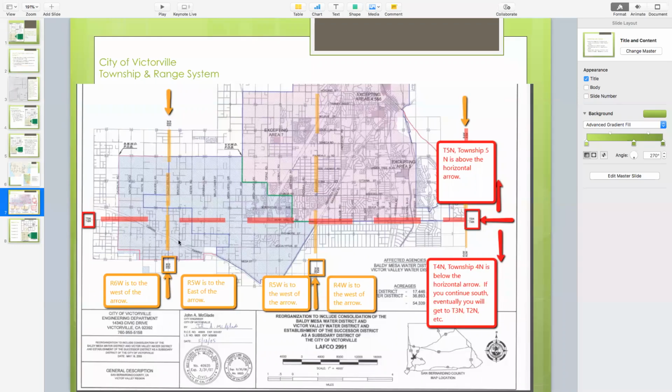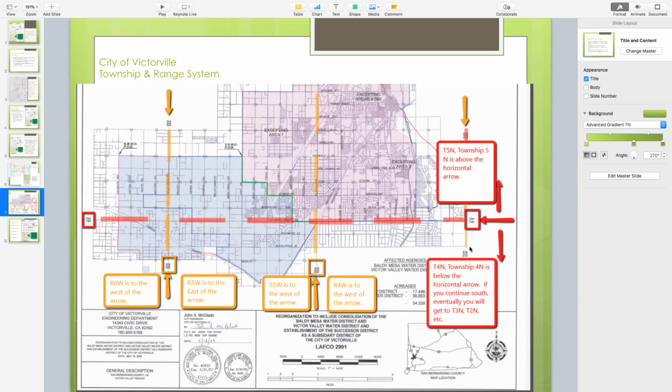Okay, so everything west of this line, on our map here, will be R6W, and in between these two meridians is going to be within R5W, and everything over here between these two yellow lines is R4W. Then anything east of here would be R3W.